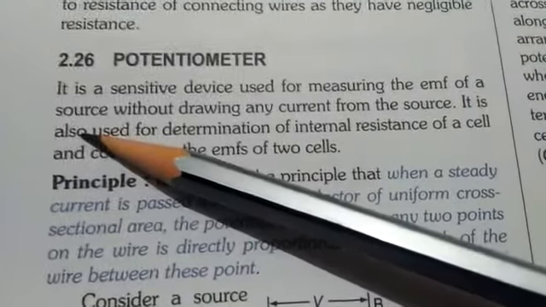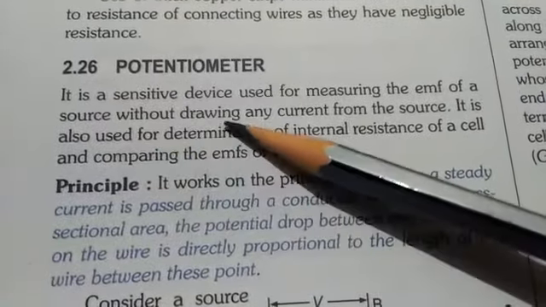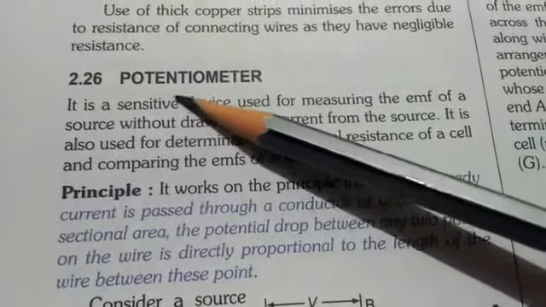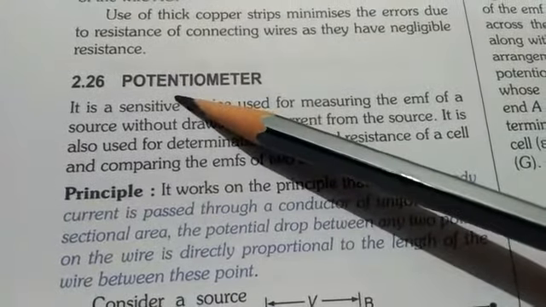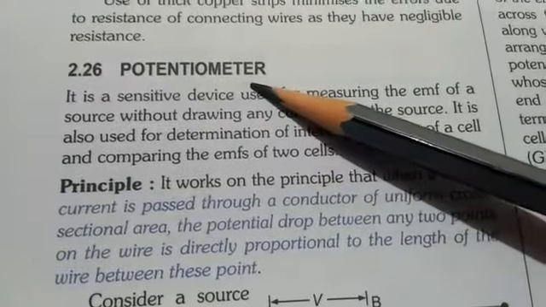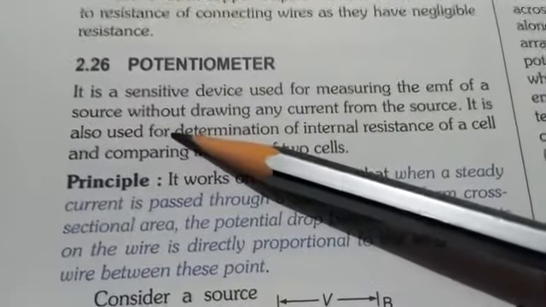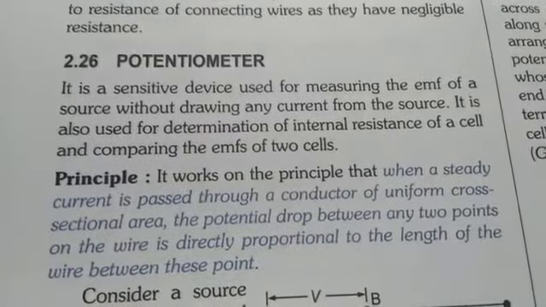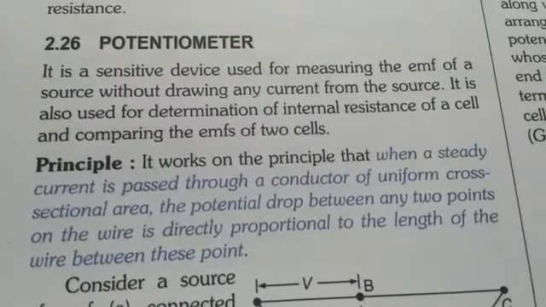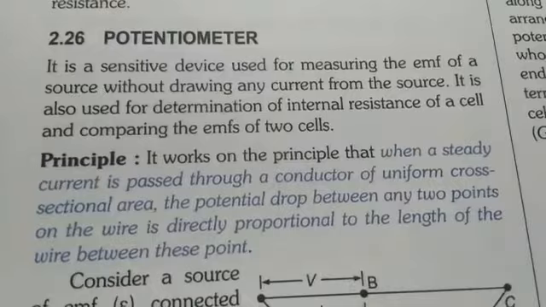Okay. Meter bridge was used to find out the resistance, and potentiometer, the name is here, potentio, so potential difference, you know that word, which is also called EMF. So potentiometer is used to measure the EMF of a source without drawing any current from the source. It is also used for determination of internal resistance of a cell and comparing the EMFs of two cells.